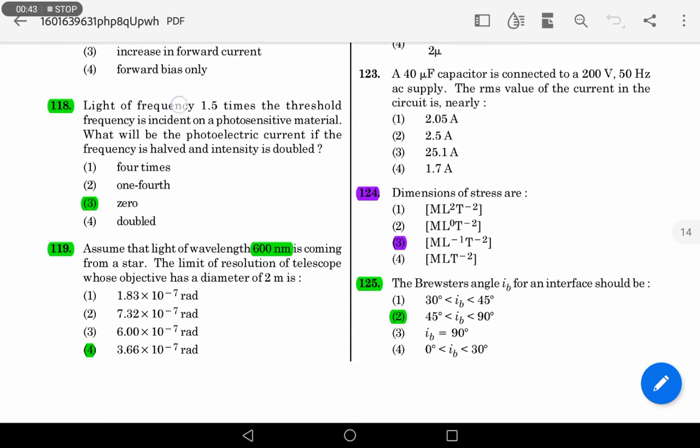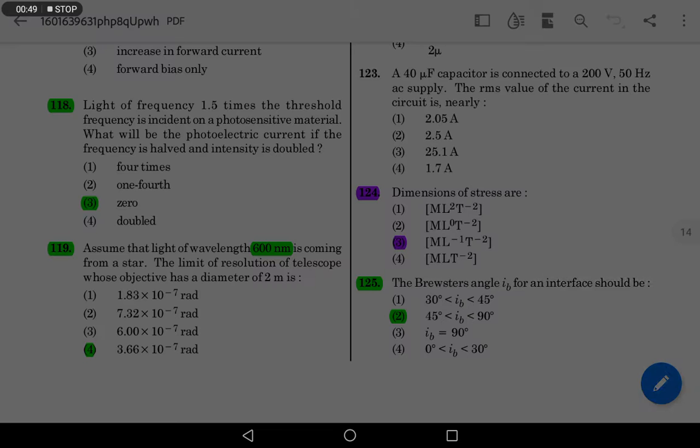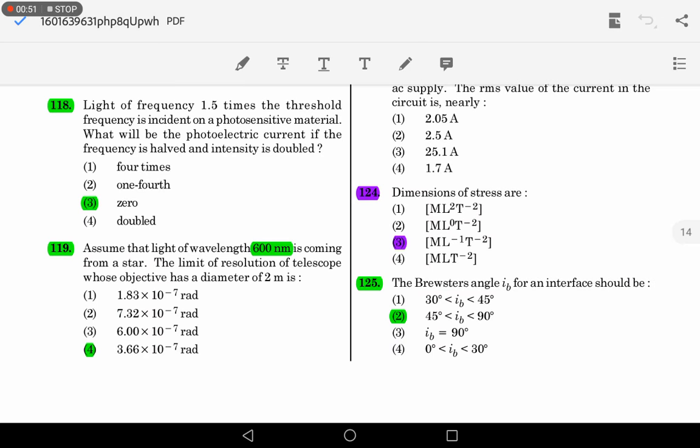Next question, light of frequency 1.5 times the threshold frequency is incident on a photosensitive material. Whenever a frequency greater than the threshold frequency is incident on a material, sure there is going to be photoelectric current. What will be the photoelectric current if the frequency is halved and intensity is doubled?